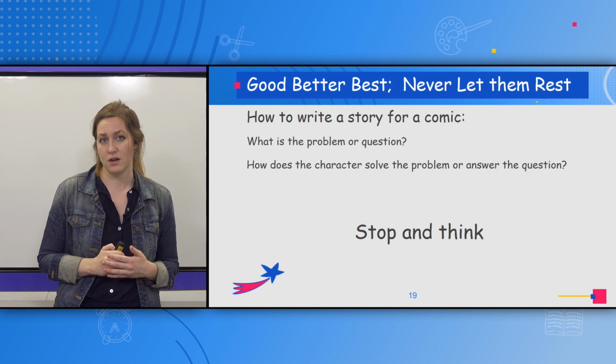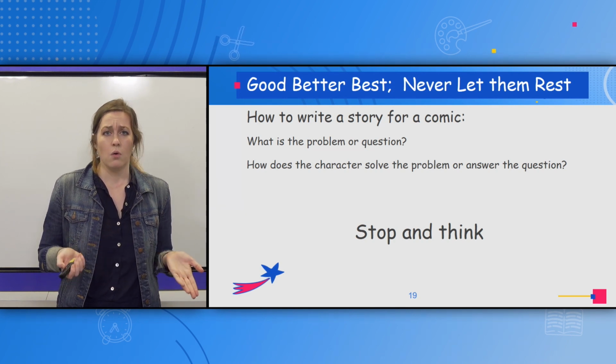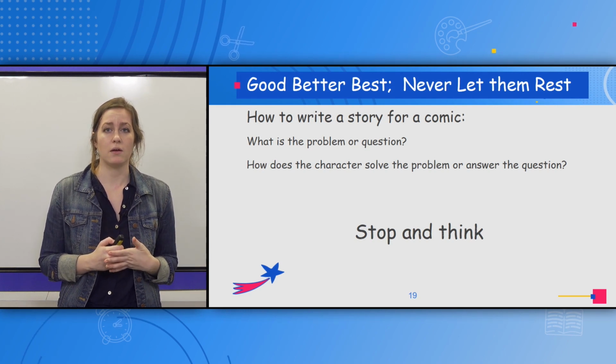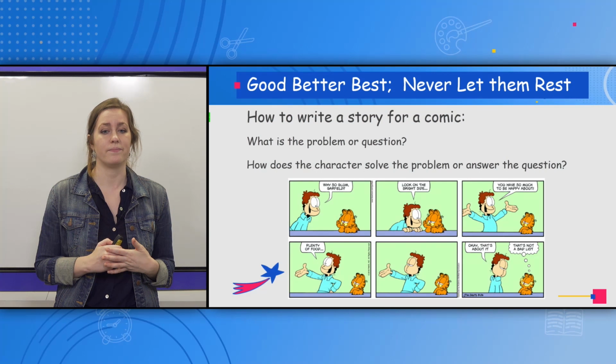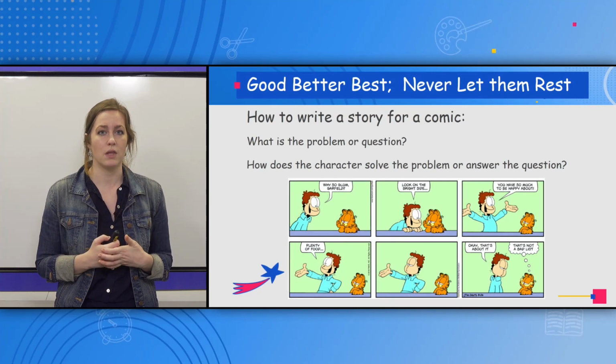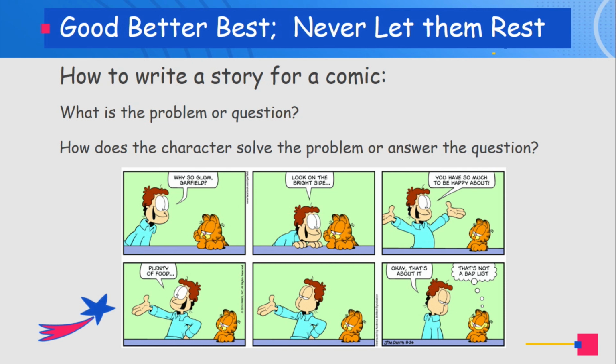Remember our question before? What is the problem in Garfield's comic? What was the problem? The problem was Garfield was sad. How does the character solve this problem?